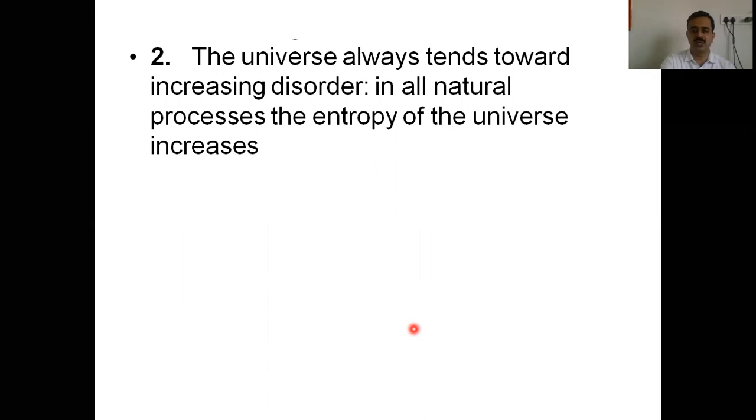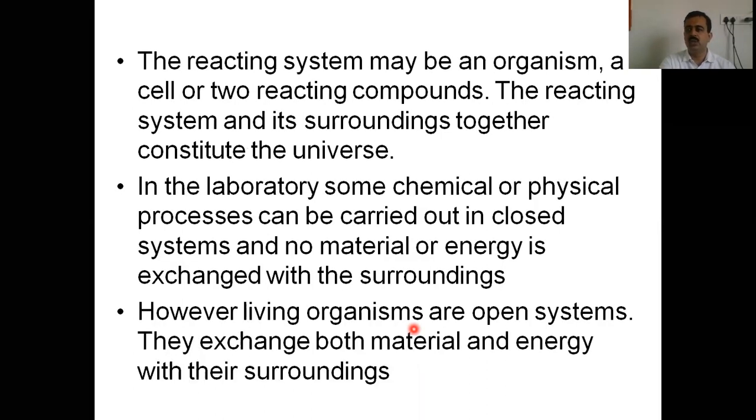Now what does the second law say? The universe always tends towards increasing disorder. In all natural processes, the entropy of the universe increases. So a level of disorder is always there in the energy transaction process. Third law: the reacting system may be an organism, a cell, or two reacting components, and the reacting system and its surroundings together constitute the universe. Ultimately, the instability of the universe takes place because of this system.